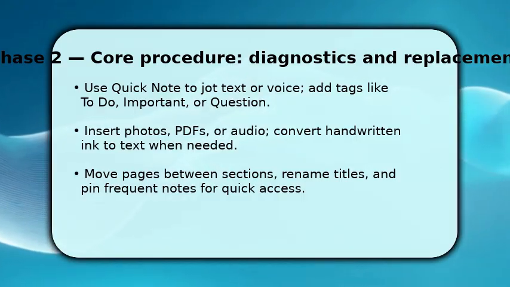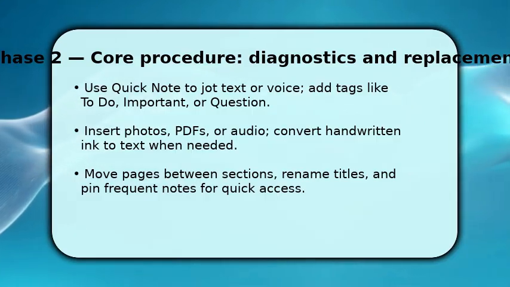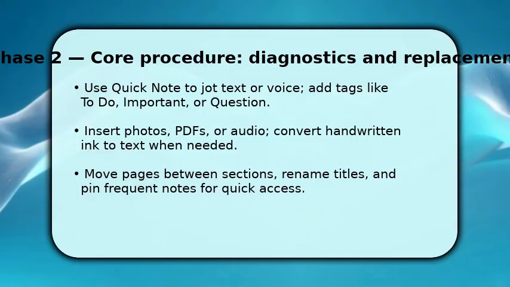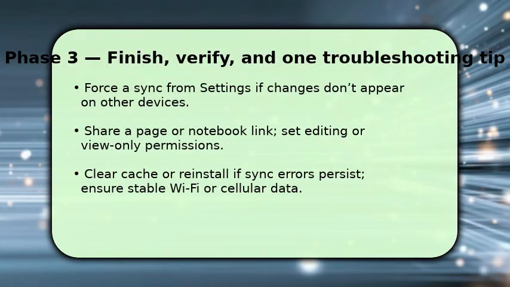Make sure to tag items to do or important, so search finds them later, and use ink to text to convert handwriting when clarity matters. Once organized, drag pages between sections, rename titles for clarity, and pin high-priority notes to the top for instant retrieval when you need them. You're finishing up.